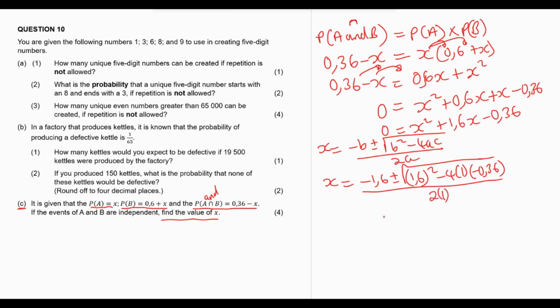We can put this in the calculator. We'll get that x is equal to 0.2, or x is equal to negative 9 over 5. We discard this, it's not applicable. We cannot get a negative probability. Remember, the probability scale is from 0 to 1, or 0 to 100% if you talk about percentages. So it means x is equal to 0.2.